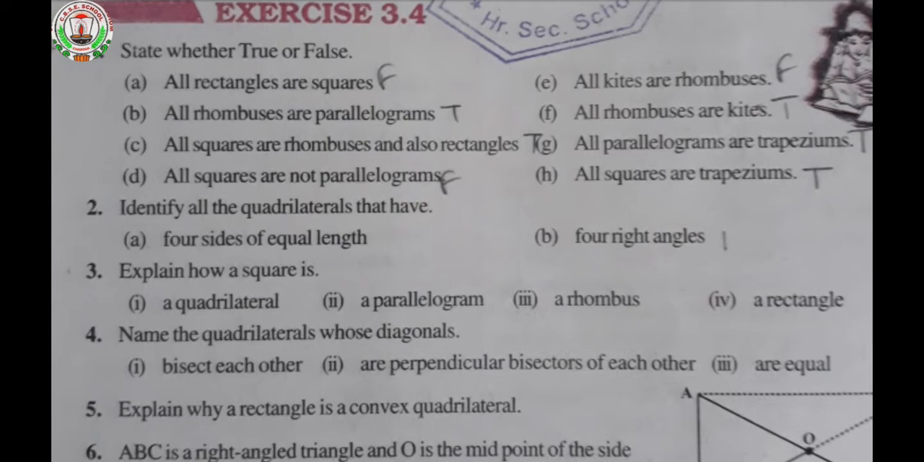Then the D part: all squares are not parallelogram. It's a false statement. E, all kites are rhombus. It's a false statement. Then F, all rhombus are kites. Again, it's a true statement. G, all rhombus are trapezium. It's a true statement. H, all squares are trapezium. Yes, it's a true statement.